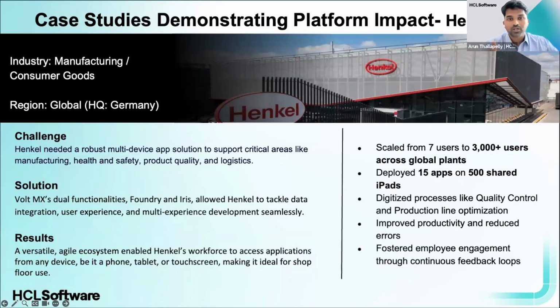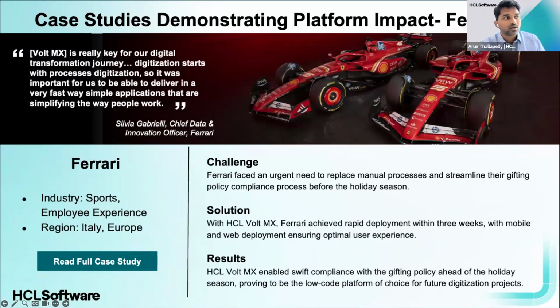So quality control and production line were completely optimized, and they were able to scale from just 7 users to 300 users across the global plants, which means you're not just looking at consumer apps as an individualized run on each device. You're thinking about how these dashboards and applications can optimize the overall function of the ecosystem. And one of my personal favorites is this next case study, which is with Ferrari.